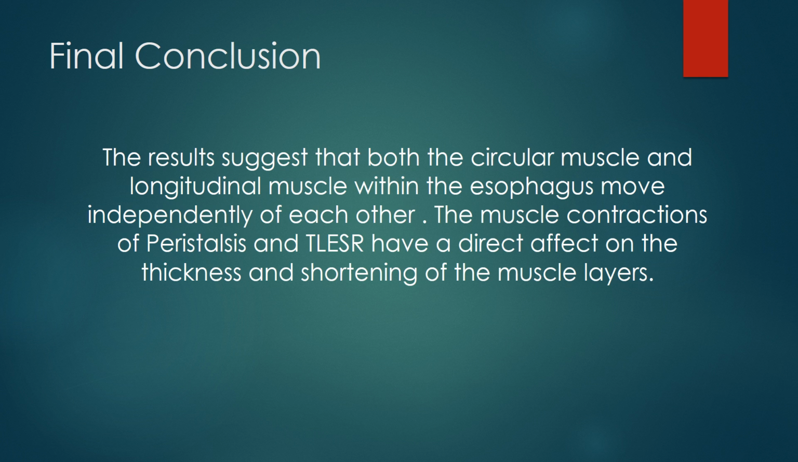From these figures, we can conclude that both the circular muscle and longitudinal muscle within the esophagus move independently of each other. The muscle contractions of peristalsis and TLESR have a direct effect on the thickness and shortening of the muscle layers.